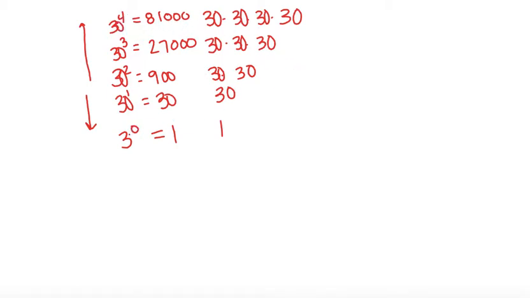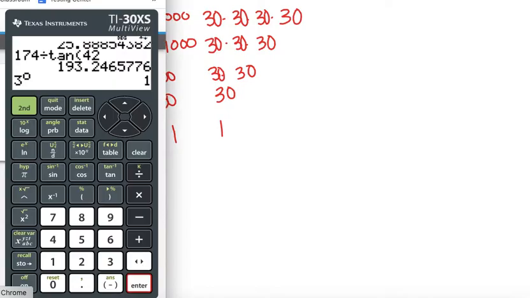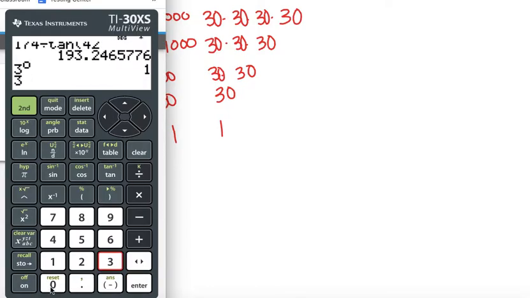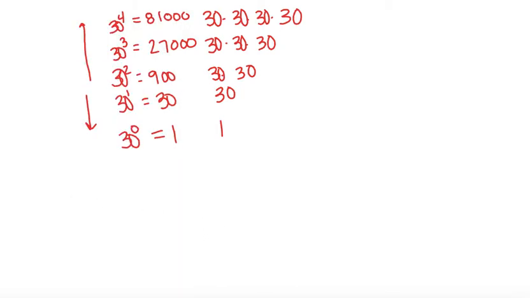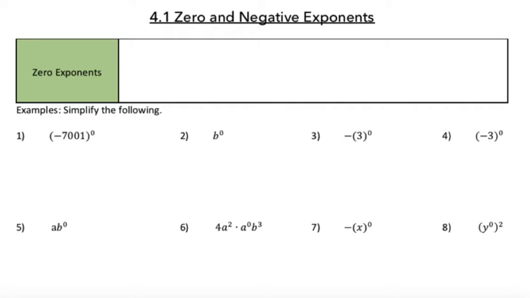Again, if I did 30 to the 0, times 30 times 30 times 30, going backwards, divide by 30, divide by 30, divide by 30. 30 divided by 30, still 1. If I check it on my calculator, again, 30 to the power of 0, still 1. So that's our rule for zero exponents.